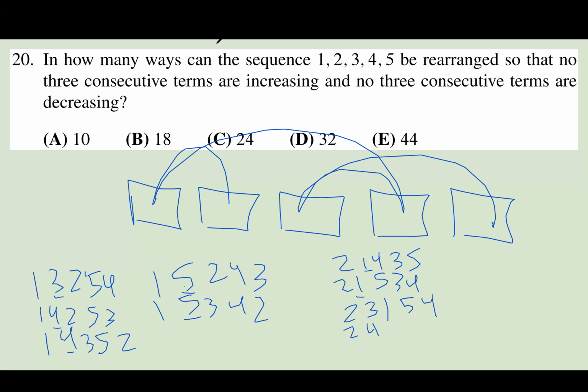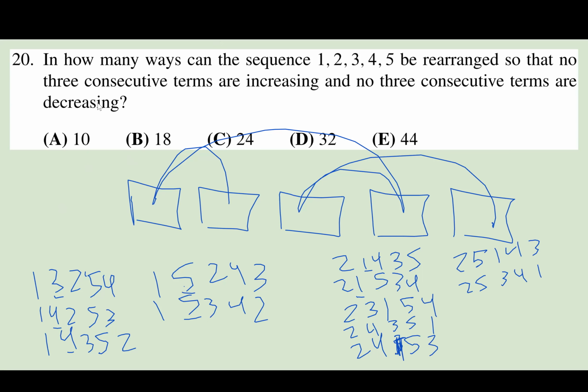2, 4, 3, 5, 1. I'm sorry, I think 2, 4, 3, 5, 1. And 2, 4, 1, 5, 3. 2, 5, 1, 4, 3, and 2, 5, 3, 4, 1. So those are the ones that start with 2s, right?